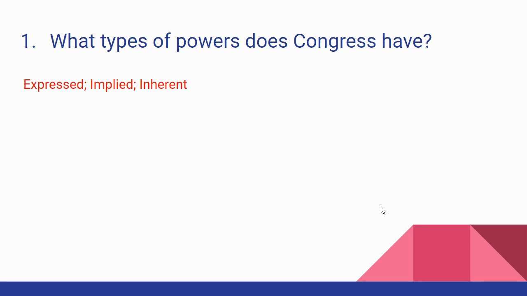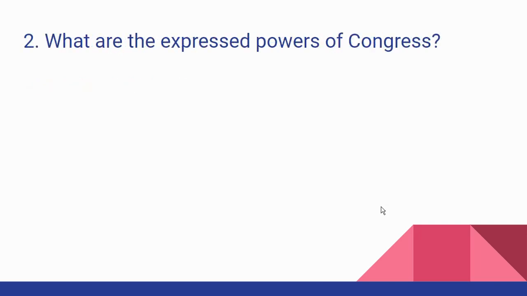And inherent powers are powers that are just naturally their power because they are a government. All governments have these particular powers. Most of these powers have to do with foreign affairs, controlling borders, and dealing with other countries and things like that. They're not in the Constitution, not even implied in the Constitution, but just naturally a power that a government has because it's a government.